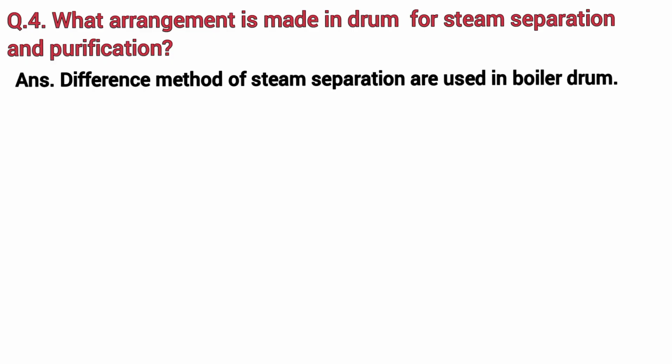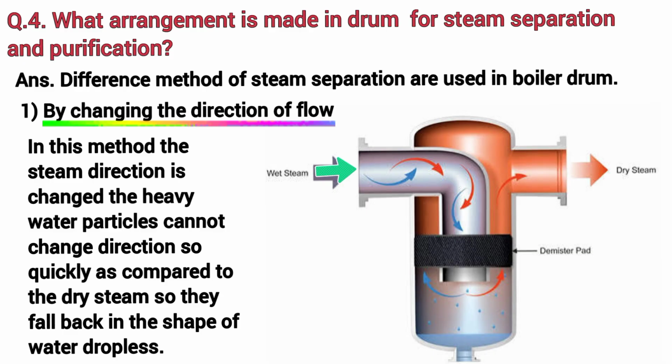Different methods of steam separation are used in the boiler drum. 1. By changing the direction of flow. In this method the steam direction is changed. The heavy water particles cannot change direction as quickly as the dry steam, so they fall back in the shape of water droplets.